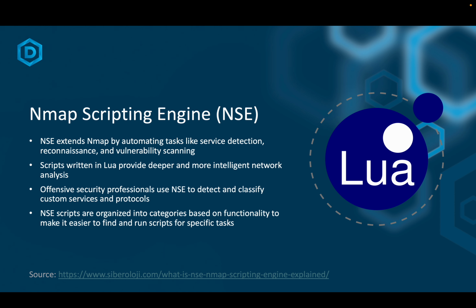And these categories can include the auth category for scripts that test authentication mechanisms and credential-based access. There's a brute category for scripts that perform brute force attacks on authentication systems. A malware category for scripts detecting malware-related activity. And a version category for scripts that determine the application version running on the target hosts. And then there's a long list of other categories with scripts categorized based on their functionality.